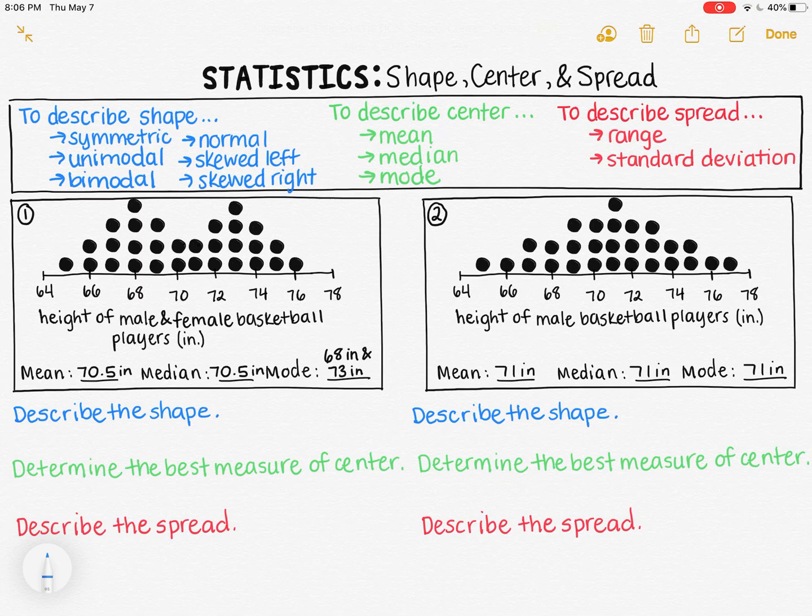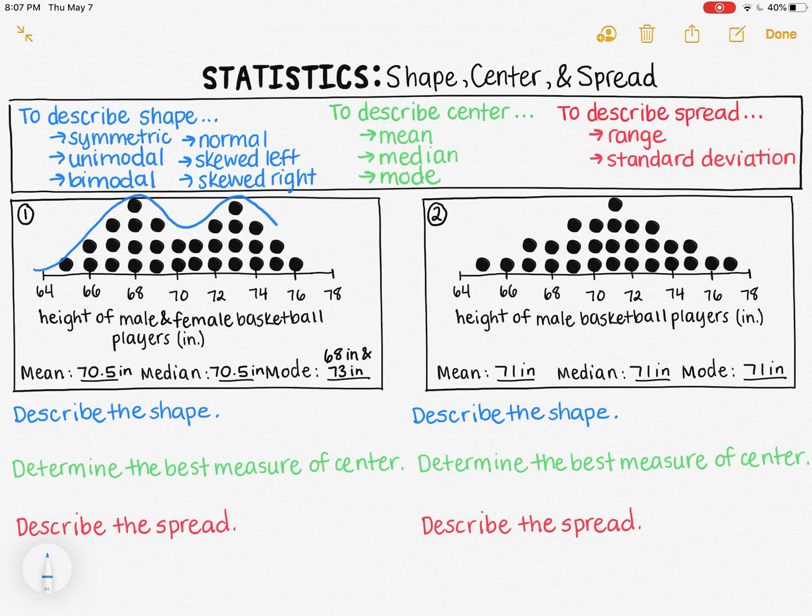The first dot plot is representing the height of male and female basketball players in inches. In my previous video, we calculated the mean, median, and mode already, so I have them written on each dot plot. If you want to remember how to do that, you can go back and watch that video. I'm actually going to go through each dot plot and describe the shape, then go back to the first one and do the center for each dot plot, and then do the spread for each dot plot. So that'll be the order that I go in.